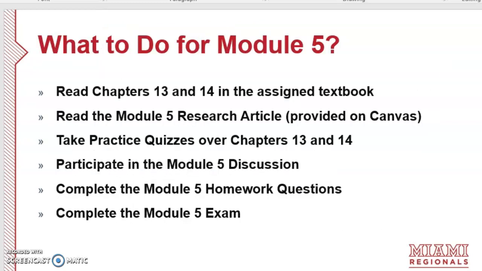So what should you do for Module 5? Well, in this module, we'll read 2 chapters, Chapter 13 and 14 in the assigned textbook. Then you'll read the Module 5 research article provided on Canvas. This article looks at a study on the effectiveness of buspirone or Buspar as a treatment for anxiety. Next, as with other modules, you have the opportunity to take some practice quizzes over chapters 13 and 14. You'll participate in the Module 5 discussion, you'll complete the Module 5 homework questions, and you'll complete the Module 5 exam.